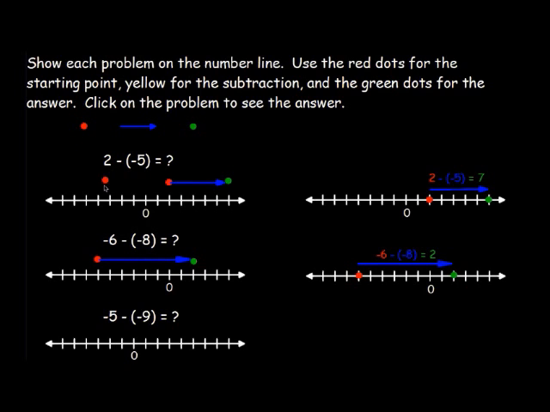And your last one over here, negative 5, so 1, 2, 3, 4, 5. Bring your arrow down. And we're going to go to the right 9. 1, 2, 3, 4, 5, 6, 7, 8, 9. Go ahead and stretch our arrow, and that looks like it's going to be 1, 2, 3, 4, positive 4.